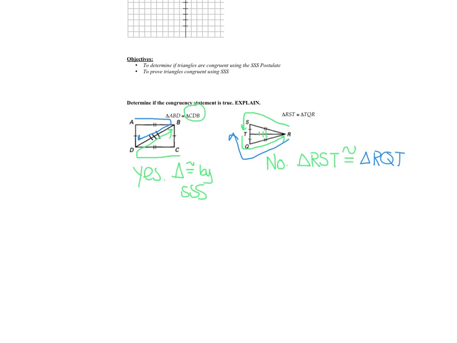All right, that is it for this section, 4.3, side, side, side. Make sure the 3 sides of one triangle are congruent to another, and then you have to double check that if you are given a congruency statement, that it's written in the correct order of corresponding parts, and likewise, make sure you know how to write it in correct order.